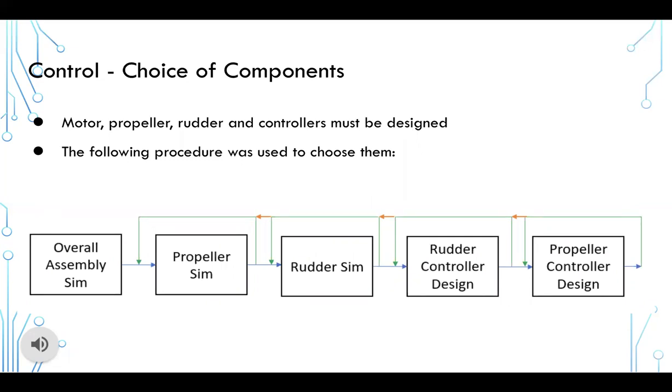After that, we can design the rudder and run simulations to see if the torque generated is good enough. And then after that, we can design both controllers to see if they meet the specifications. And if the design doesn't work, then we have to iterate the whole process as shown in the figure.